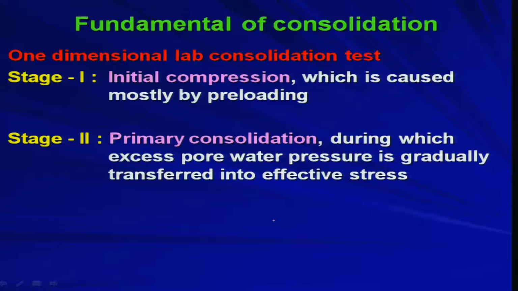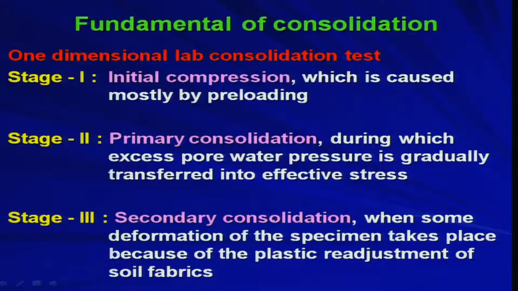In stage 2 this is the primary consolidation, during which excess pore water pressure is gradually transferred into effective stress, as we have discussed so far. And in stage 3 secondary consolidation, when some deformation of the specimen takes place because of the plastic readjustment of soil fabrics. So, that means whatever soil fabrics or soil particles you have, you will be getting some plastic readjustment, that means that will not come back again, right. So, due to that you will be getting some secondary consolidation.